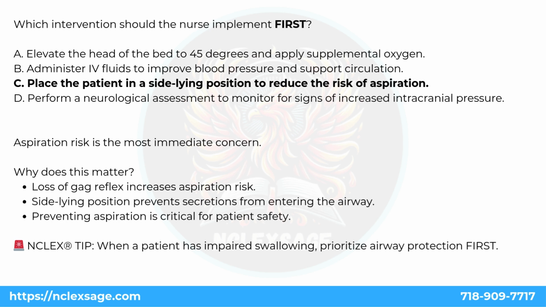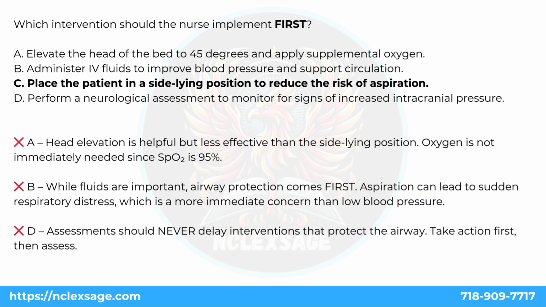Let us review the other choices. Option A. Elevate the head of the bed and apply oxygen. Raising the head of the bed can help, but it is not as effective as placing the patient in a side-lying position when they have a completely absent gag reflex. Oxygen is not needed at this time, as the patient's oxygen saturation is already at 95%.